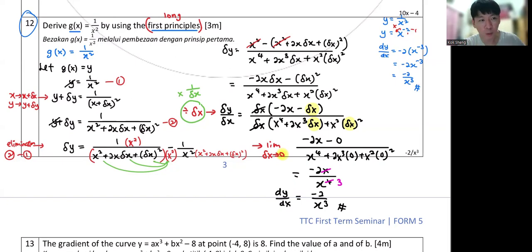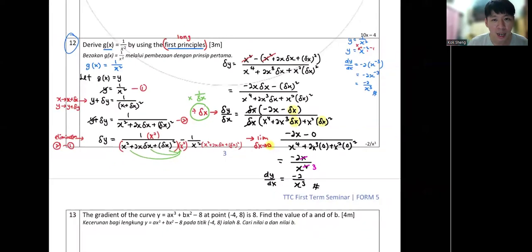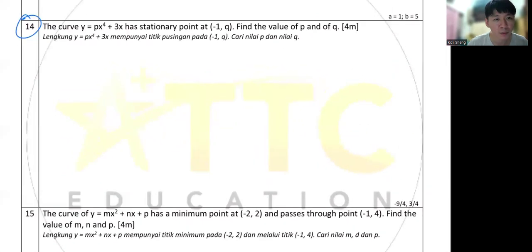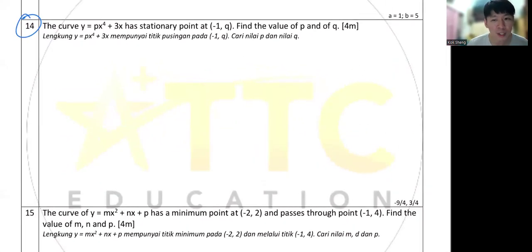Okay, done. Let's go to number 14. So you have done the limit. We have done the first principle. The next one, number 14, should be the tangent normal. Oh, this is not tangent normal first. Number 14: the curve has stationary point at (-1, q). Find the value of p and q.